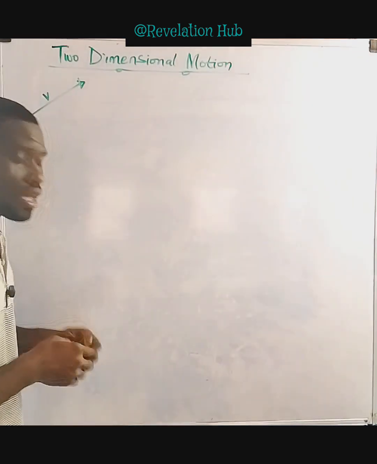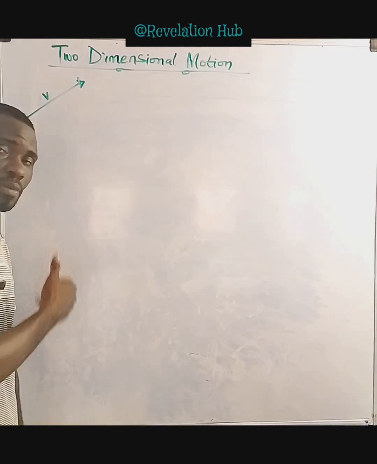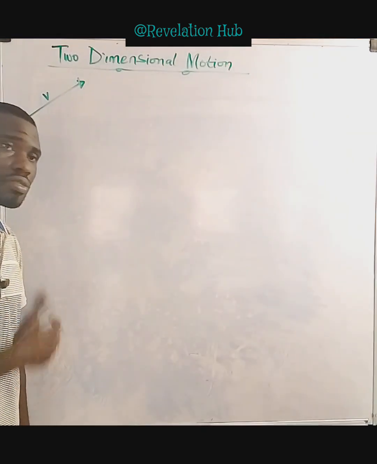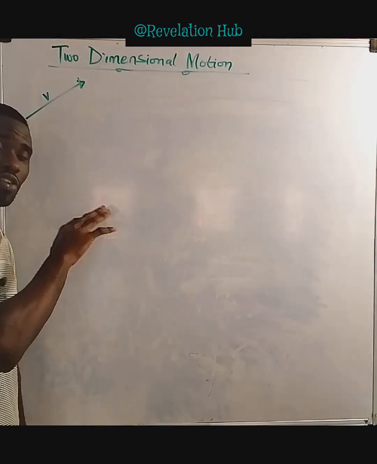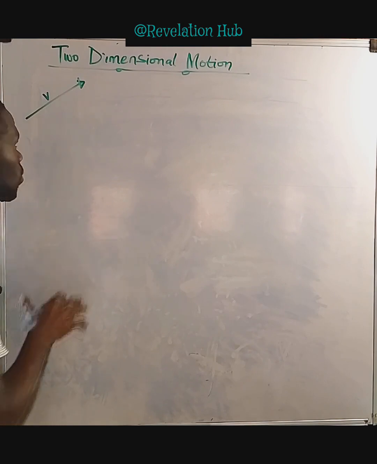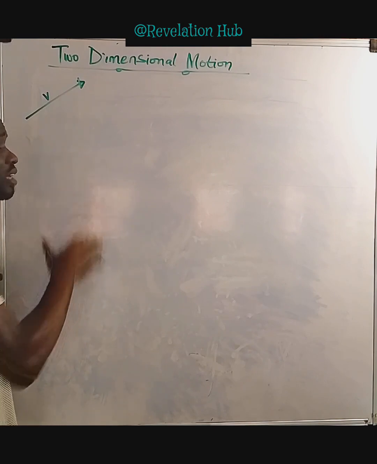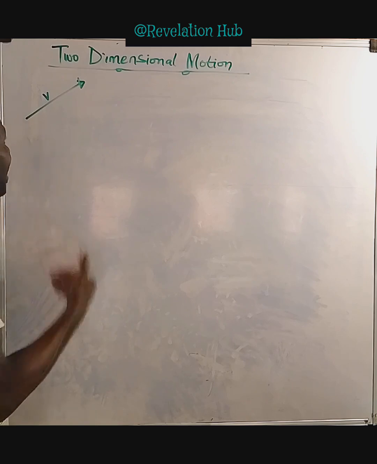We also call two-dimensional motion angular motion. It's not only two-dimensional motion that we have. We also have three-dimensional motion, and four-dimensional motion. We're going to be staying focused on two-dimensional motion. We call them angular motion.